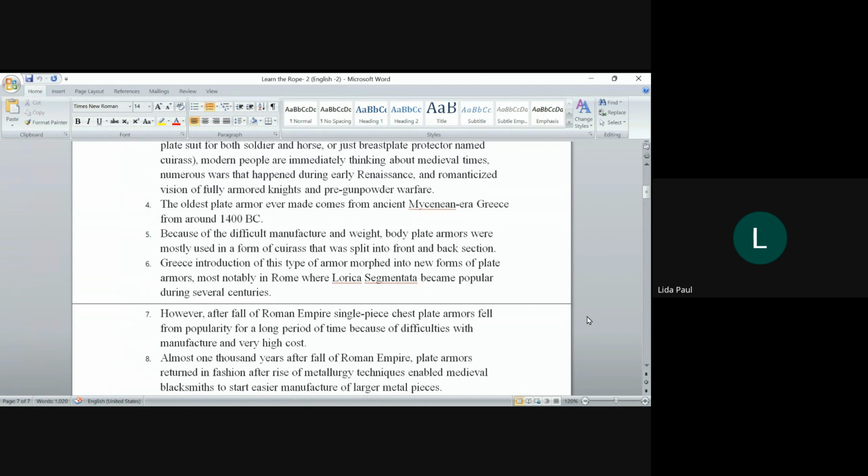Fifth one. Because of the difficult manufacture and weight, body plate armors were mostly used in a form of cuirass that was split into front and back section. Mostly, yes, correct. That's an adverb, but even before that, you have something. Difficult? Difficult here is different. What is difficult here? Difficult manufacture. Adjective, right?